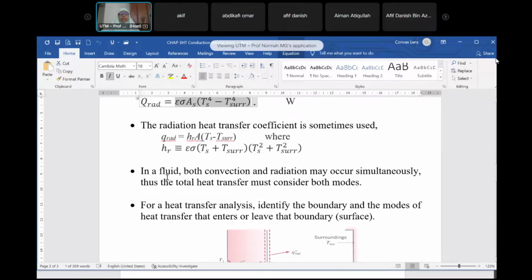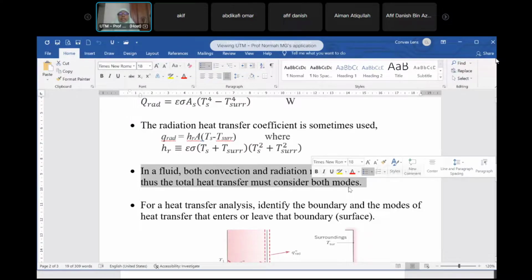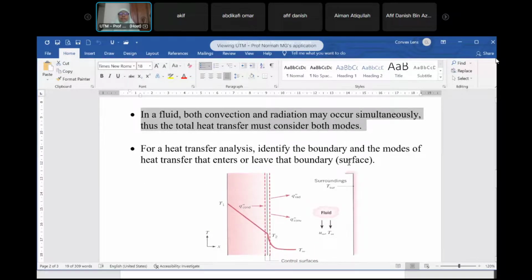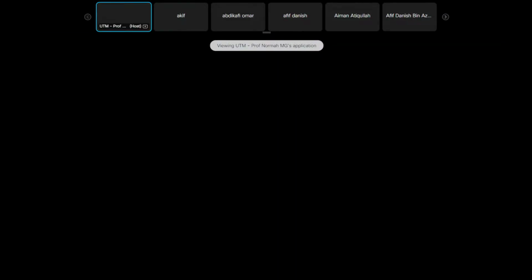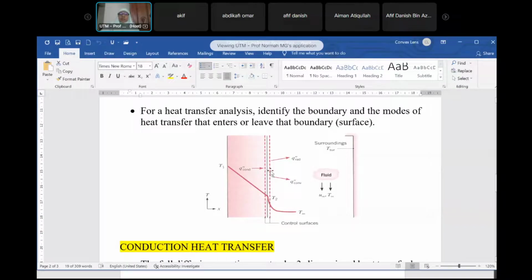In a fluid, both convection and radiation may occur simultaneously. Thus, the total heat transfer must consider both modes. For heat transfer analysis, identify the boundary and the modes of heat transfer that enter or leave the boundary surface. As you can see here, you mark the imaginary boundary. You learn that in your term 1, your imaginary boundary or your control volume, in this case control surface. You identify what goes into that.